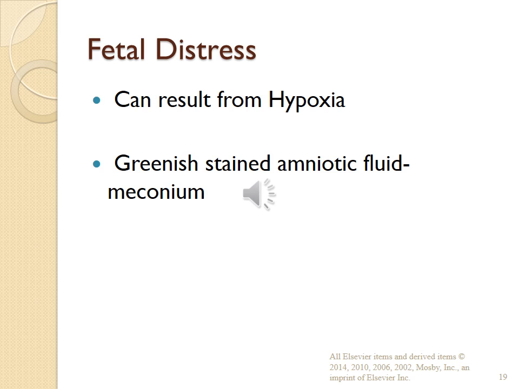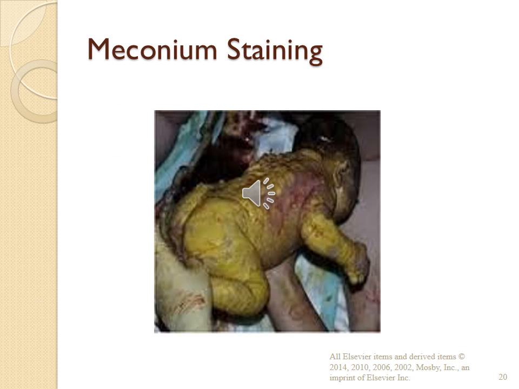Fetal distress can result from hypoxia, indicated by non-reassuring fetal heart rate patterns. These patterns can include a progressive increase or decrease in the baseline fetal heart rate, a decrease in variability, late decels, and variable decels. Another indication of fetal distress is meconium being released from the fetal rectum in response to hypoxia, called meconium staining. This is a picture of a baby being born with meconium staining.